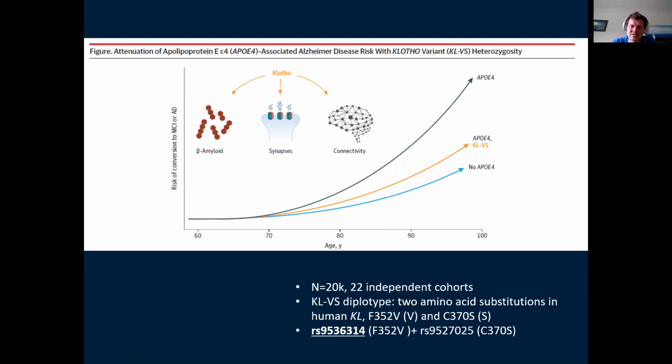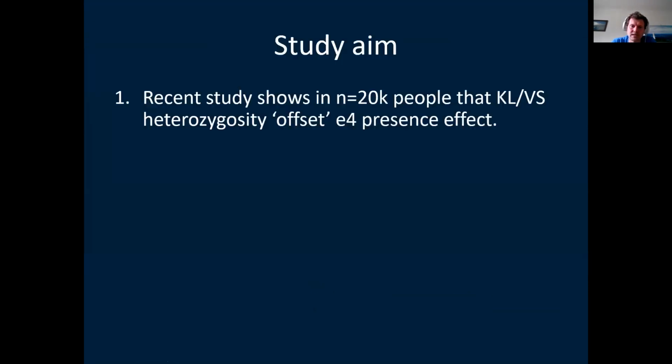And you can index this with one SNP in particular, RS9536314. So what we did was we said, okay, well, this study has shown that there's a tremendous effect of offsetting ApoE4's negative effects in terms of Alzheimer's disease.